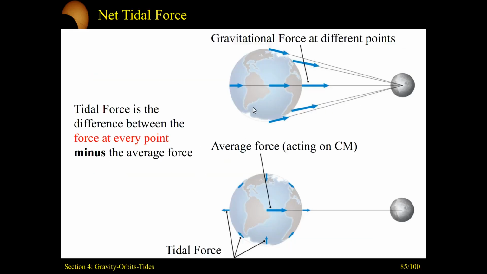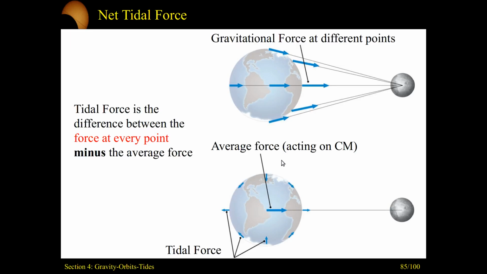On this top picture, we're going to draw pictures of the gravitational force of the moon on different segments of the Earth. Now, if I was to take every single one of these, add them up, I would find the average force. There it is. There's the average force. Think about the center of mass of the moon pulling on the center of mass of the Earth. So our definition of the tidal forces is going to be the force at every point on the Earth minus the average force, right?